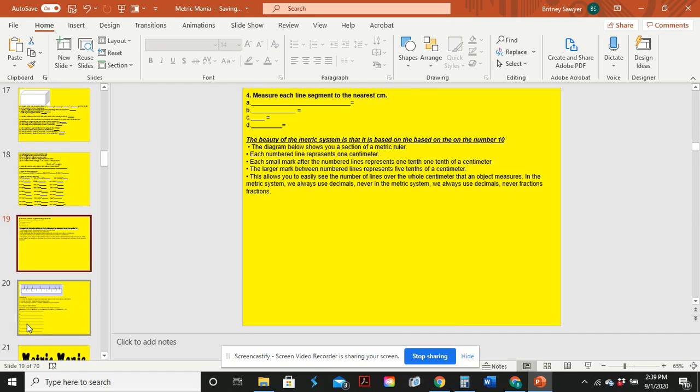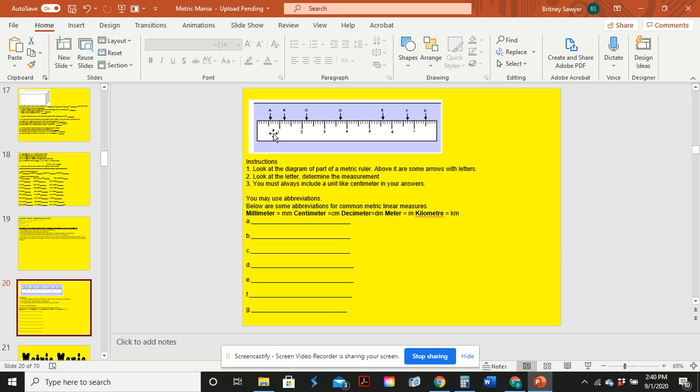Okay, on this particular slide here, you're going to take and you're going to measure the lengths on here, okay, to the nearest centimeter. And then you're going to tell me the length of it, okay? And this is just information for you to read over, to remind and refresh your memory about how you can use it. Now, this is something that you could use to answer all of these questions down here. And also you can go through and decide which ones fit best for the metric measurements.